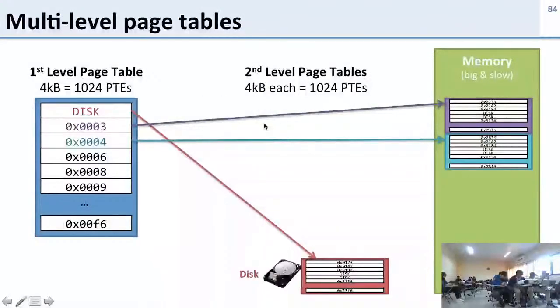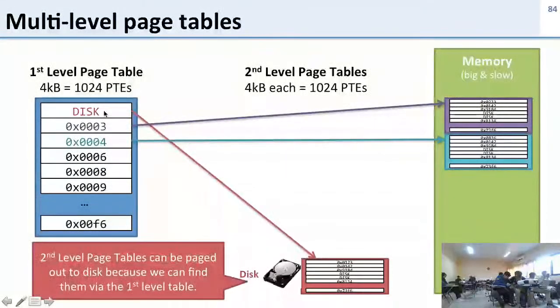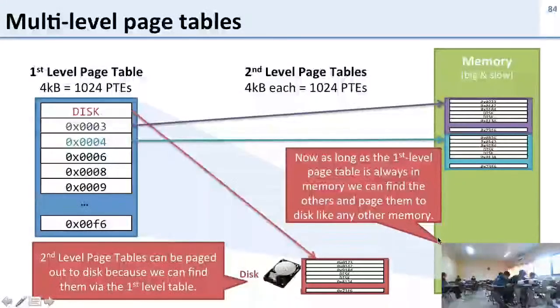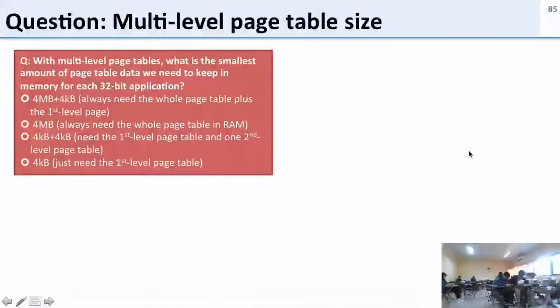So by having this first and second level, these multi-level page tables, we can start paging out parts of our page table. We no longer have to have it in memory all the time. The second level page tables can be paged out because we can always find them. We can use the first level page table in order to find them. Now the first level page table has to stay in memory, because we need to be able to access it so we can find the other page tables. So this gets us to the point where we just need to have one of these pages in memory and one other one in order to access the actual program memory.